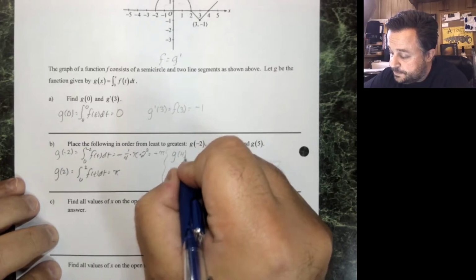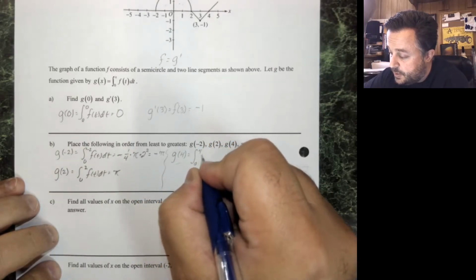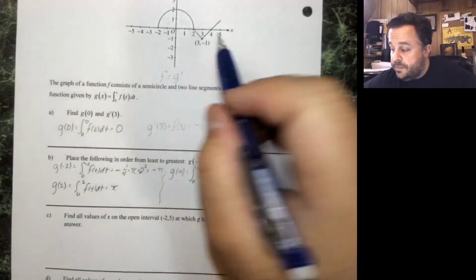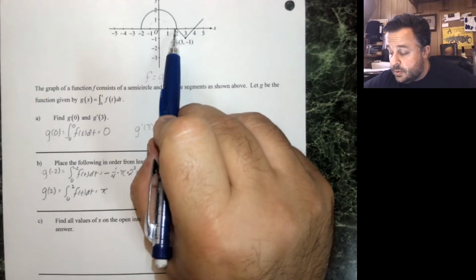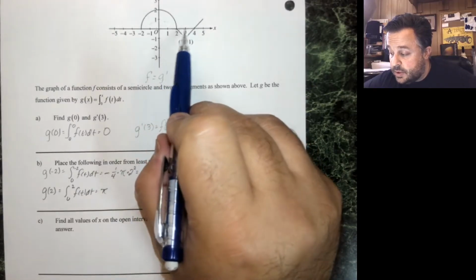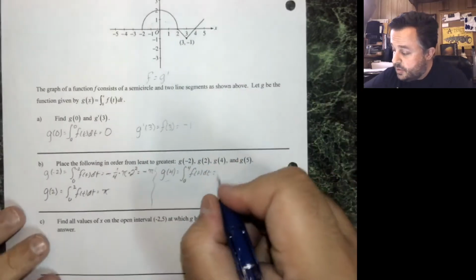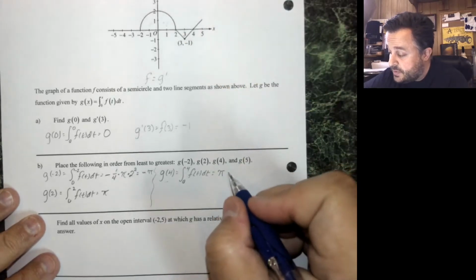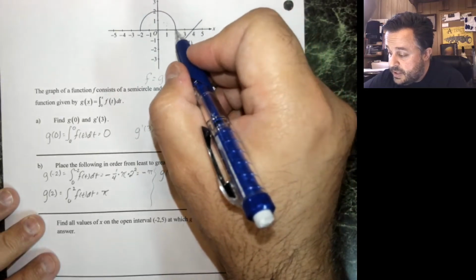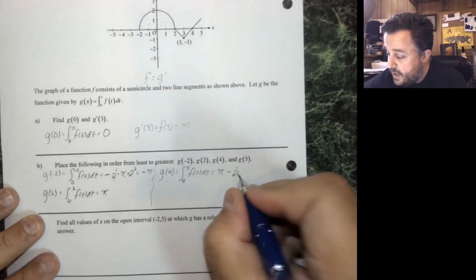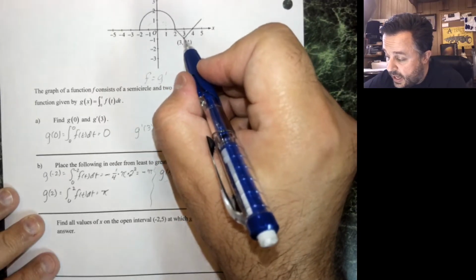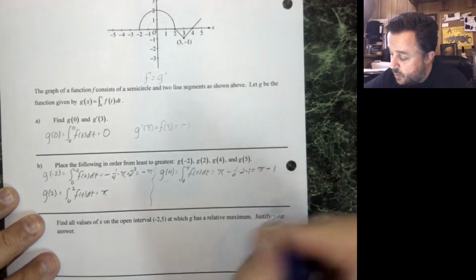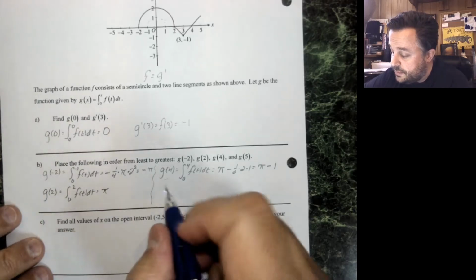G of 4 would be the integral from 0 to 4 of f of t dt. Well, let's see. The integral from 0 to 4 would just be the integral from 0 to 2, which is pi, plus the integral from 2 to 4. So I'm going to write that as pi because of that area. This area is negative, so we are going to have to subtract it. And this whole piece right here is just a triangle, so it's going to be 1/2. The base is +2. The height is 1. So I get pi -1 for the integral from 0 to 4.